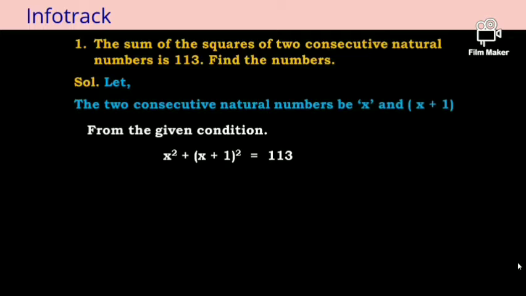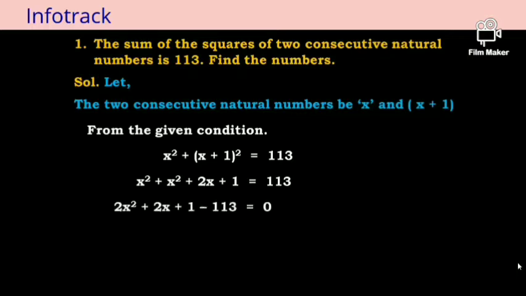So, x square plus (x plus 1) whole square is equal to 113. Now, you can expand this equation using the identity (a plus b) whole square. Then you will get x square plus 2x plus 1 is equal to 113. Now you can add the similar terms and transpose to get the quadratic equation.